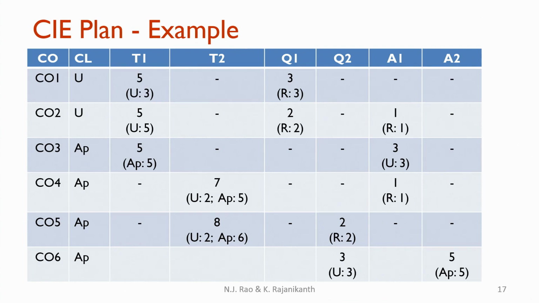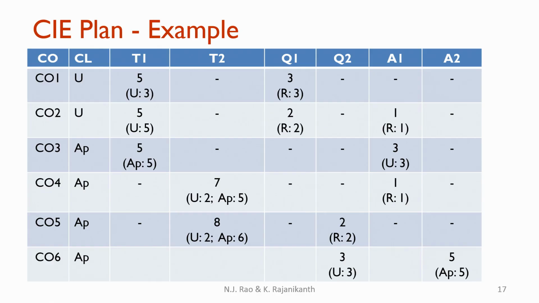You can see CO1, the actual cognitive level of CO1 is understand, and that is being covered in T1, that is test 1, and quiz 1. In test 1, 5 marks are allocated, and in quiz 1, 3 marks are allocated. So, basically the CO1 is being covered in 2 instruments, T1 and Q1. And in that, at the understand level there are only 3 marks in T1, it is not shown here, but it means that the remaining 2 marks go to the remember level. So, in T1 also we have done certain marks at one level and remaining marks at lower level.